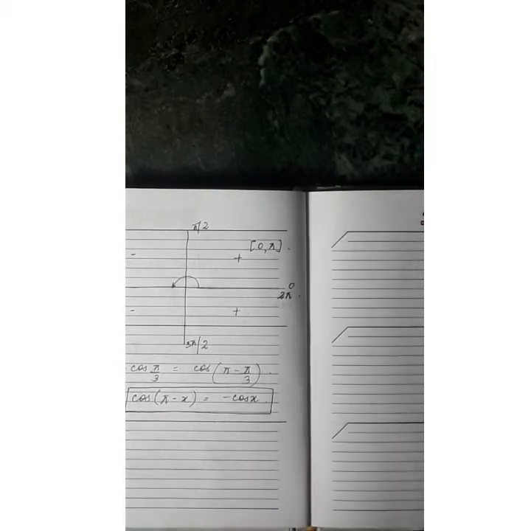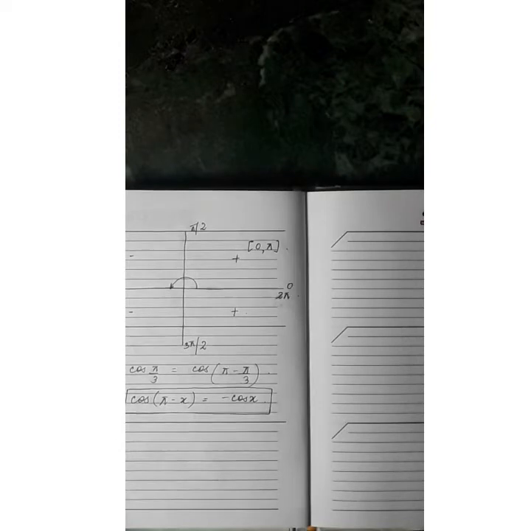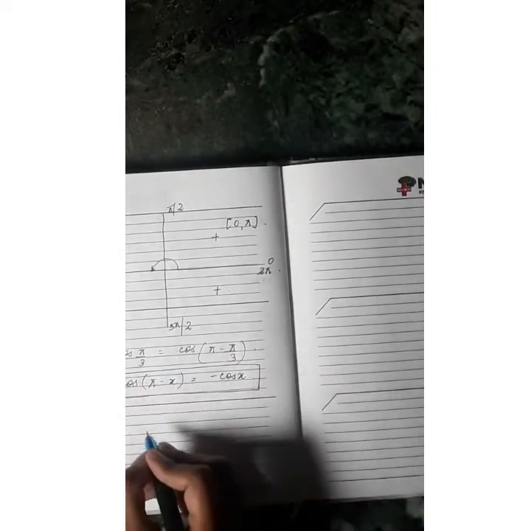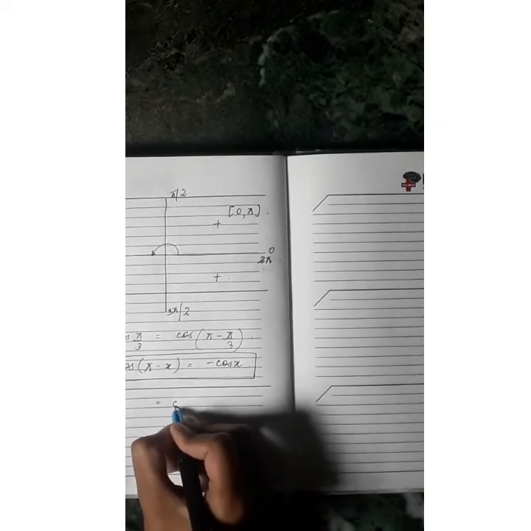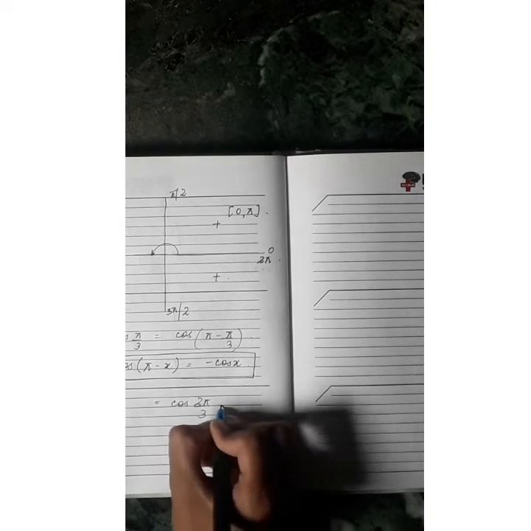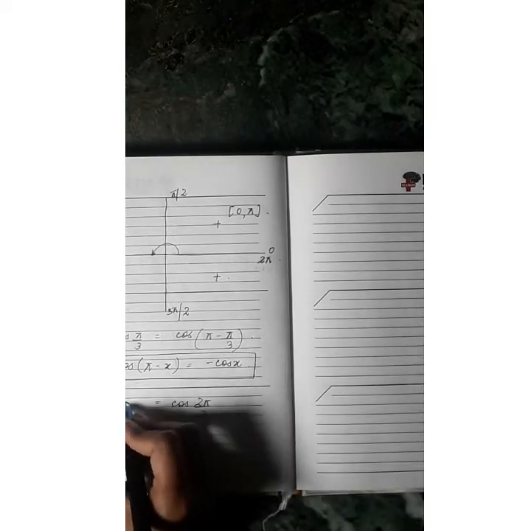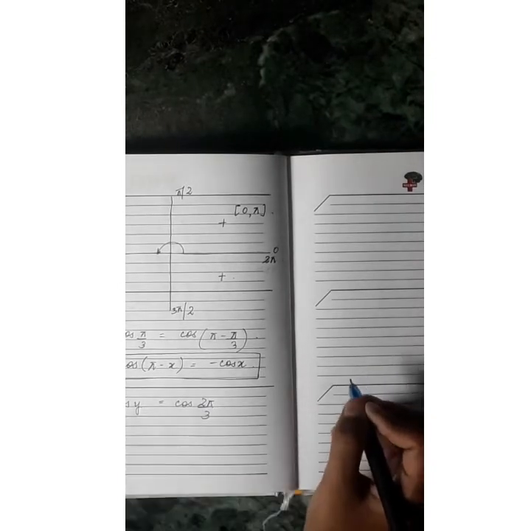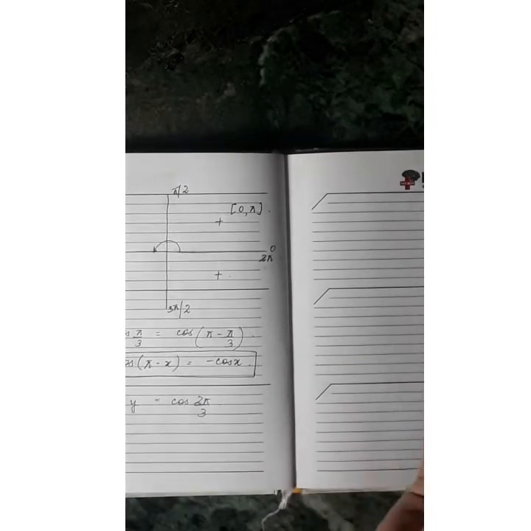All these identities you must have studied in class 11th. So just go through that. So, what is the next step? It is cos 2 pi by 3. What's here? Cos y. So now can you write y has to be equal to 2 pi upon 3?